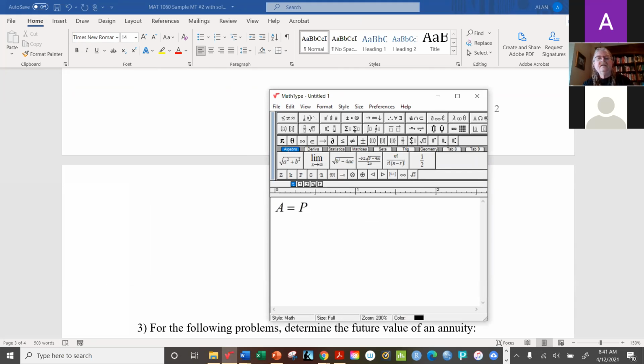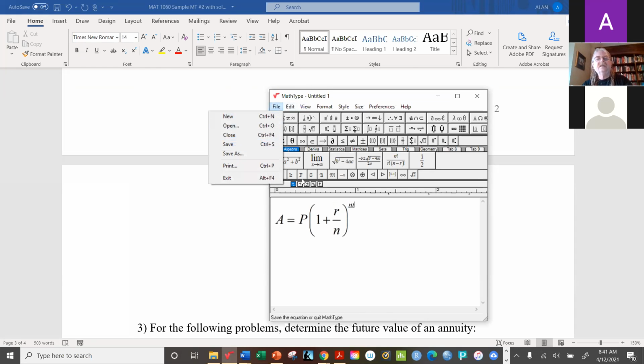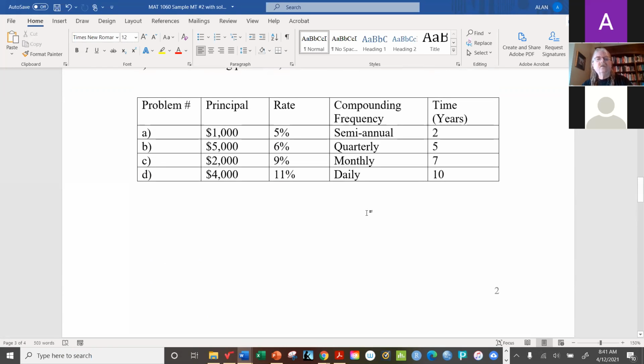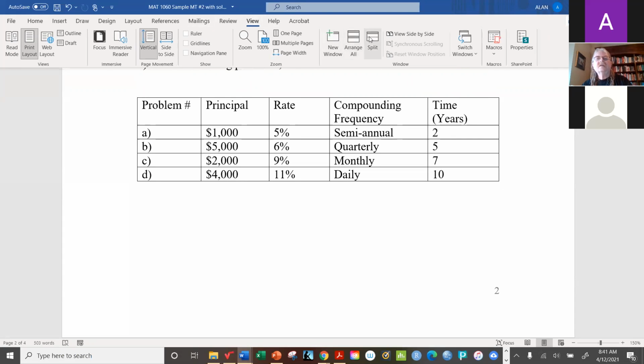A equals P times 1 plus R over N, to the NT power. This is the formula because we are allowing for the possibility of compound interest. So for all 4 of these, we're going to use this formula. Let me split the screen so you can see what we're doing.